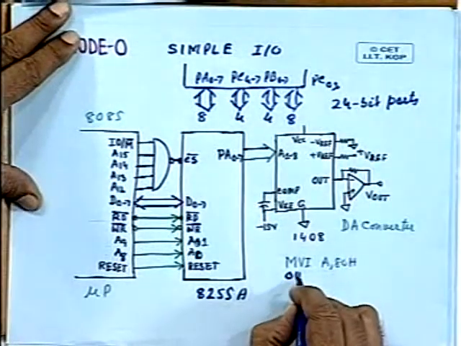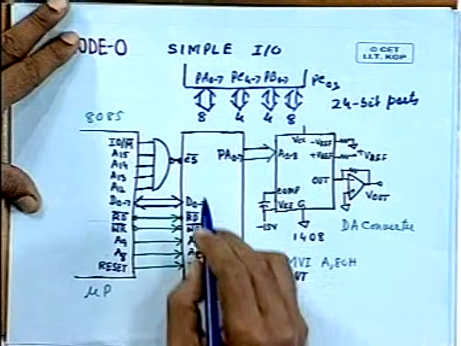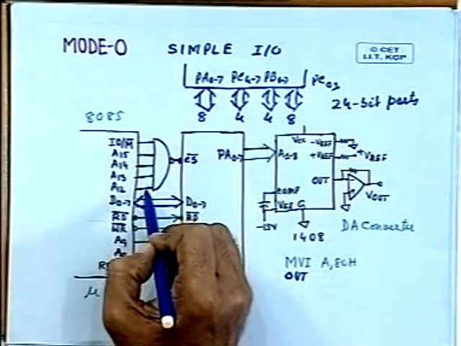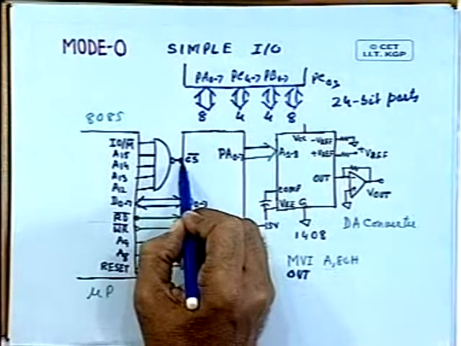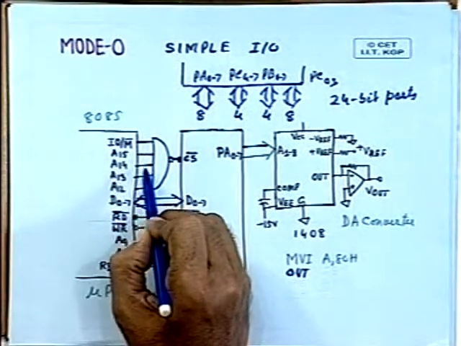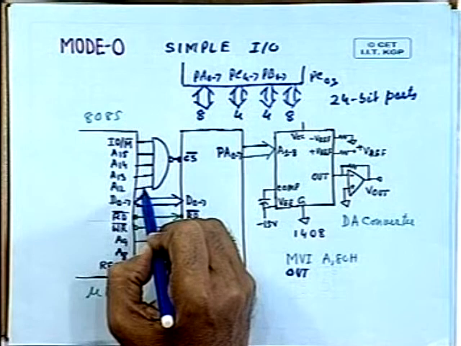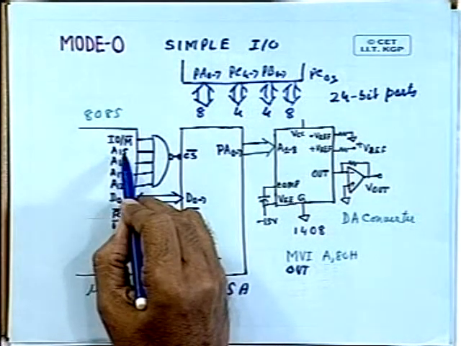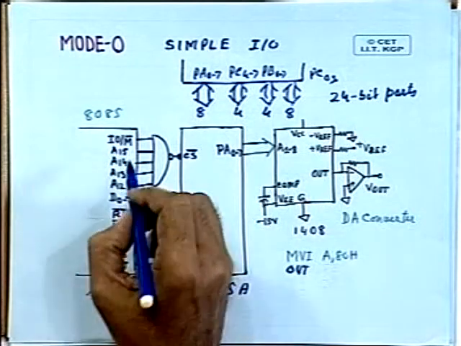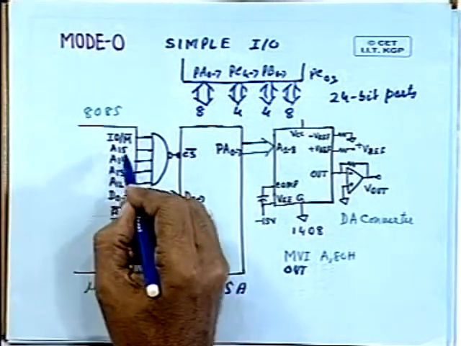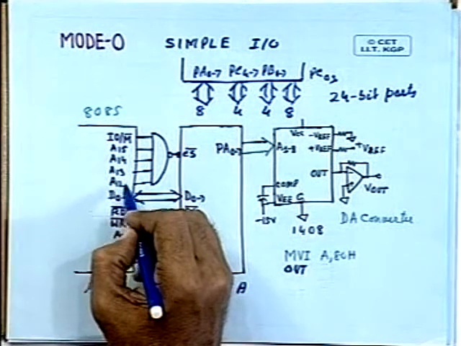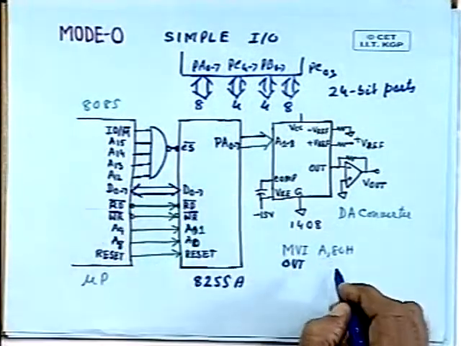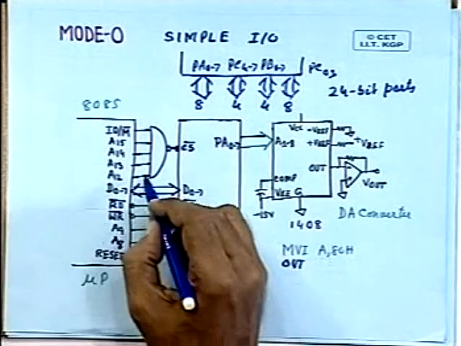So you have to output it to the control register. What is the address of the control register? As you can see, the way it is connected, it will be selected only when A15, A14, A13, A12, or in other words A9, A8, A7, A6, A5 and A4. These lines are all 1, or in other words it will be selected whenever it is connected to F.